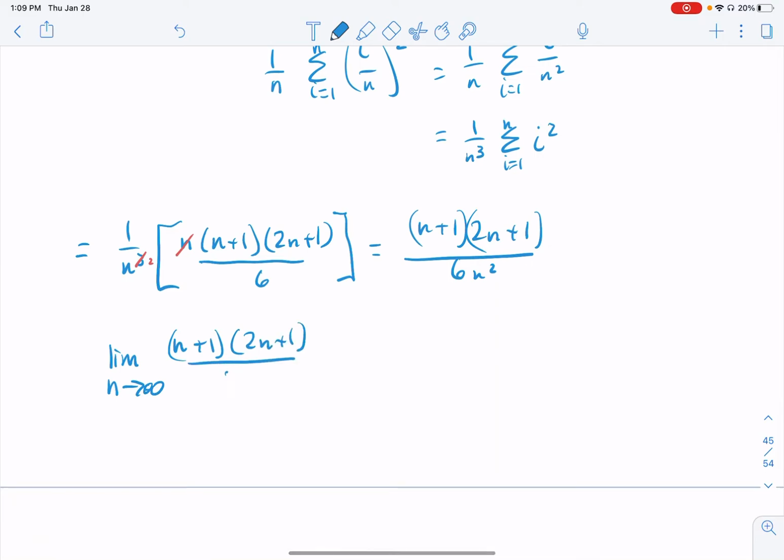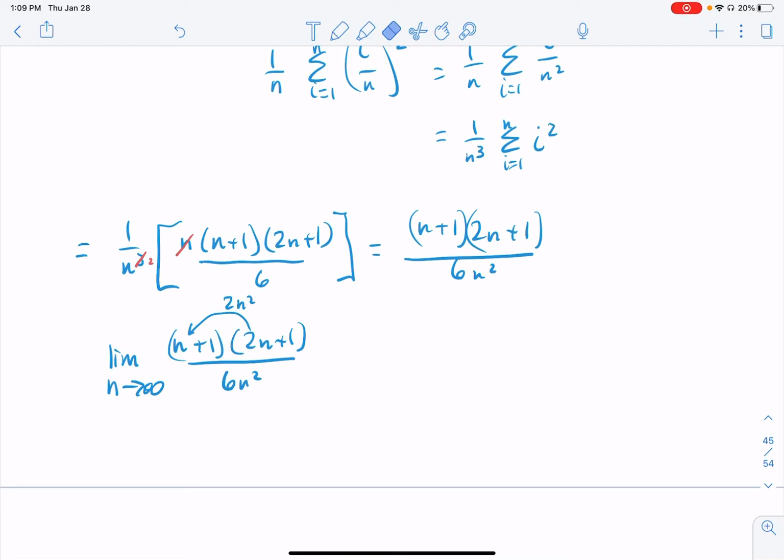Okay, over 6n squared. So if you were to plug in infinity here, you'd have infinity over infinity, which means L'Hopital's rule would apply, but I don't even have to use that. I can use a pre-cal rule because the degree of the bottom is 2, and the degree of the top would also be 2 if I were to FOIL this thing out, it would be a 2n squared.